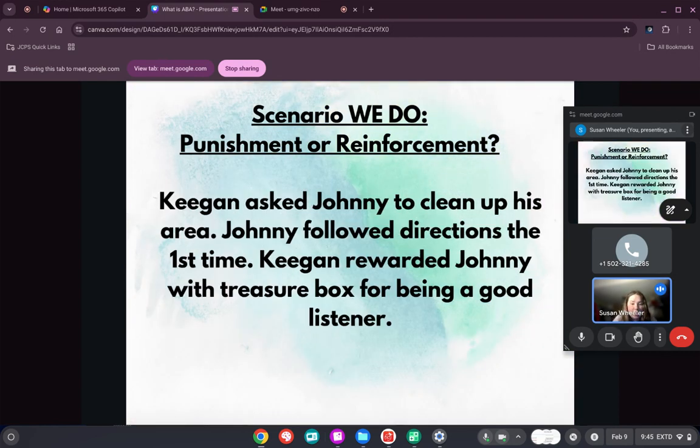So this one we're going to do together. The scenario is Keegan asked Johnny to clean up his area. Johnny followed directions the first time. Keegan rewarded Johnny with a treasure box for being a good listener. What was the stimulus that Johnny was given? Yeah, he received a prize from the treasure box. So that was the stimulus that was added, and it was to increase the behavior of Johnny being a good listener. So this would be an example of positive reinforcement.